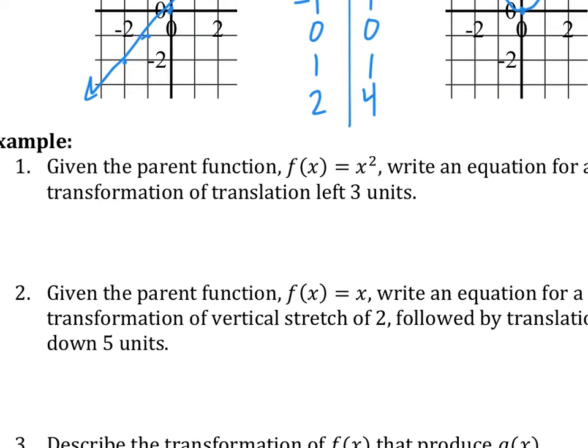Okay, so let's do the first one. Given the parent function f of x equals x squared, write an equation for a transformation of translation left 3 units. Left 3 units. Left 3, is that A, H, or K?